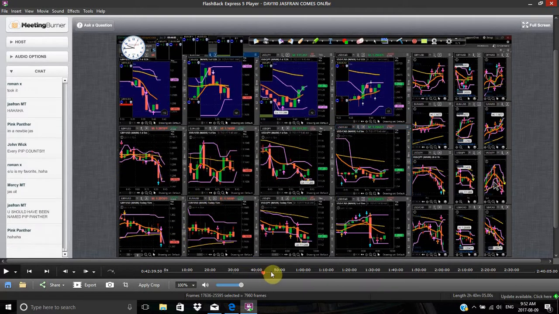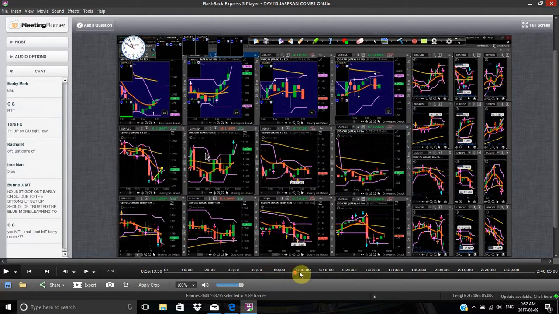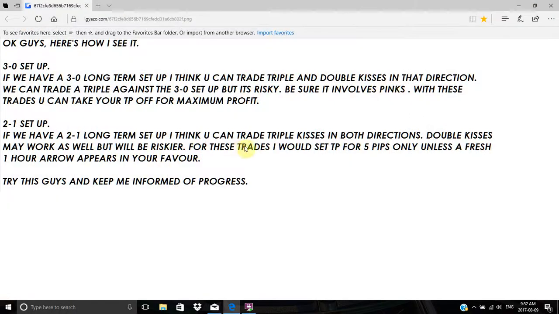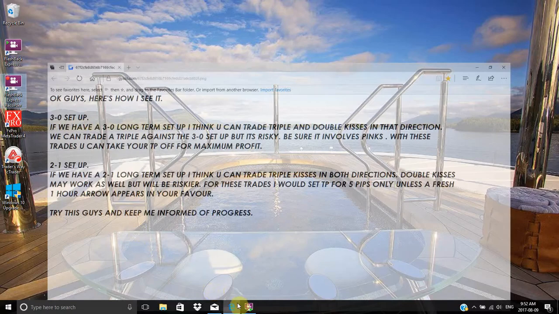And then over here, I think you can trade triple kisses in both directions. Double kisses may work as well. So let's have a look.